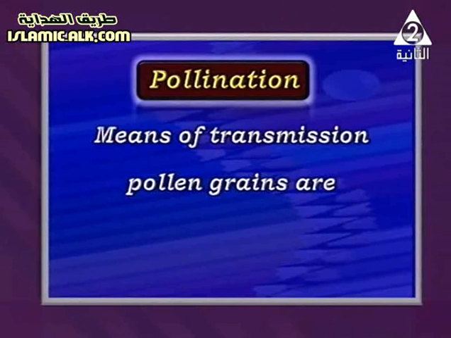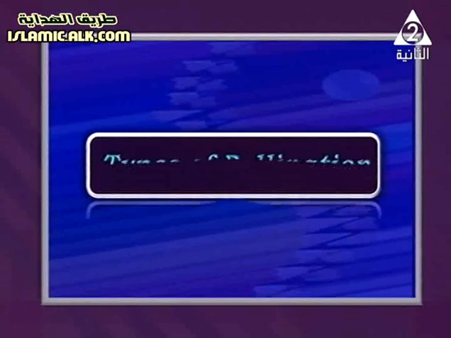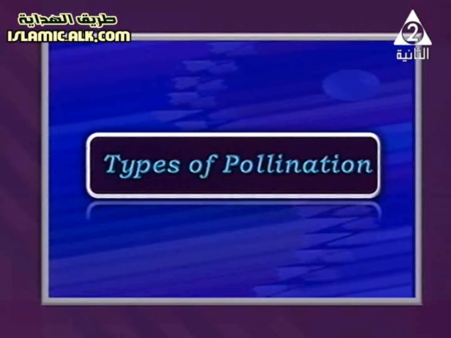And we have different methods for transportation of the pollen grains from the anther to the stigma. It may happen by air, by water, insects, animals, by man, like in palm trees and some types of plants.